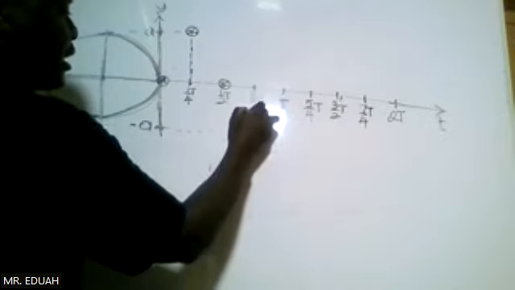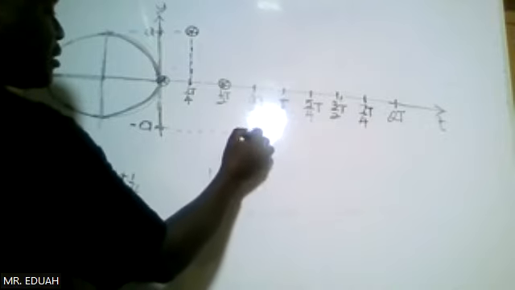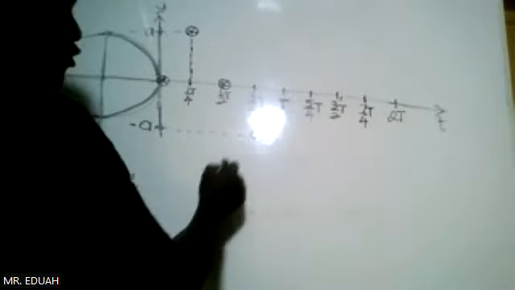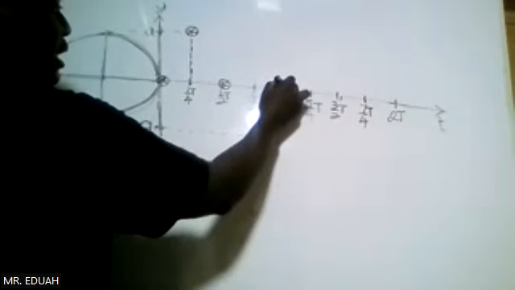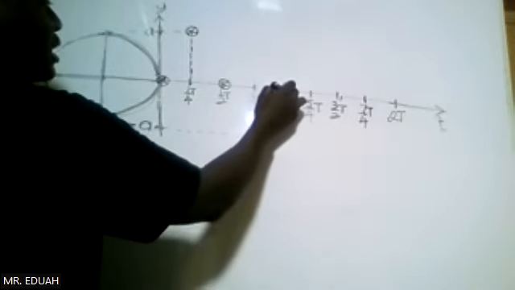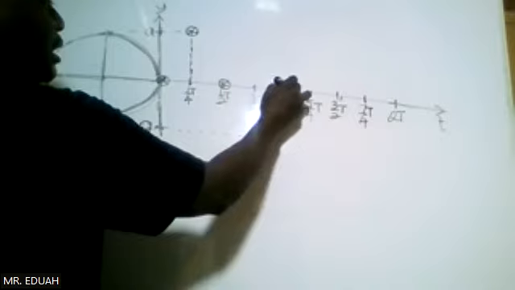At t is equal to 1 period, y is equal to 0. And so we came here.